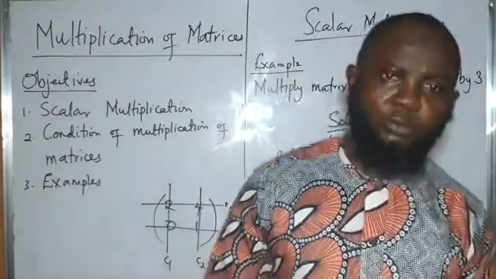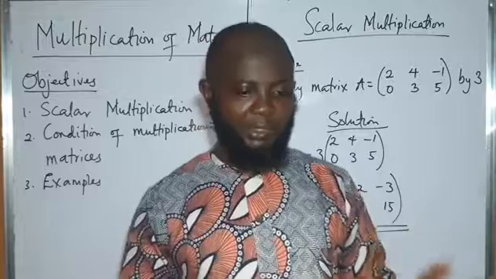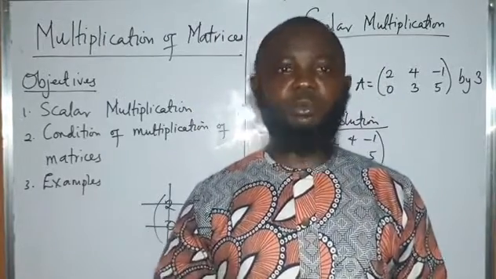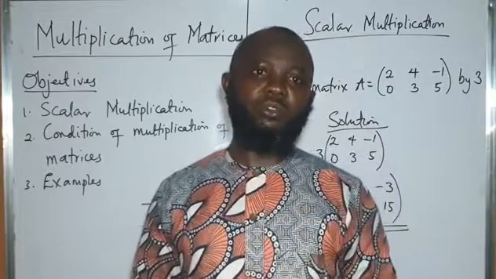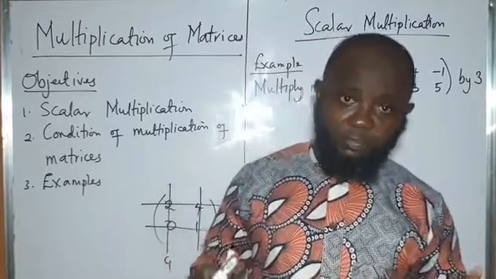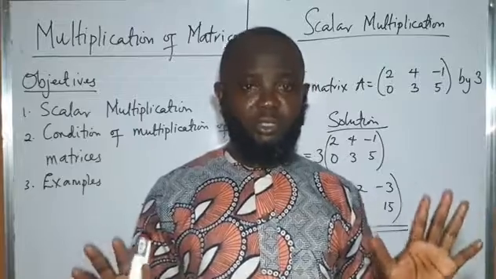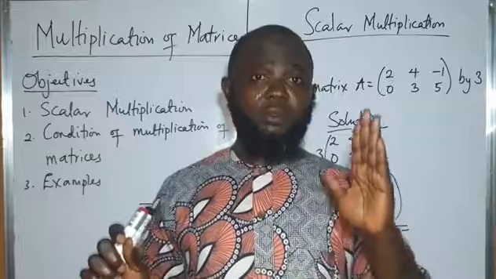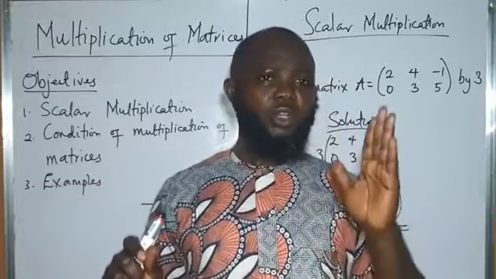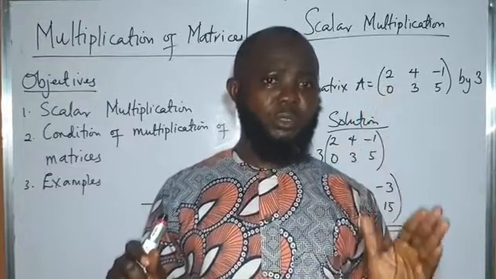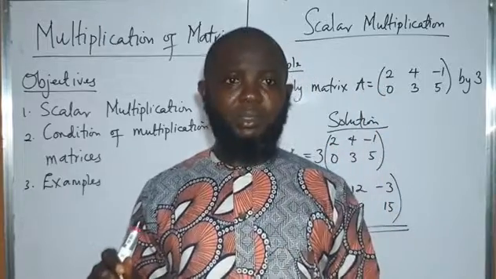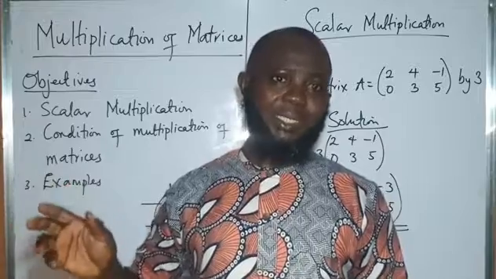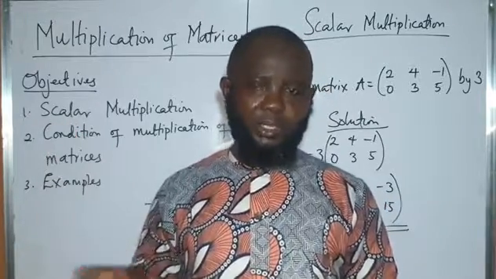Now if we are multiplying a matrix by another matrix, there's a condition for it to be possible for us to multiply two matrices together. The condition is very simple, and you must take note of it seriously. The number of columns in the first matrix must be the same as the number of rows in the second matrix. Take note.